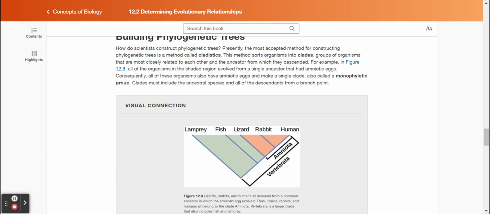For example, in Figure 12.9, all of the organisms in the shaded region evolved from a single ancestor that had amniotic eggs. Consequently, all of these organisms also have amniotic eggs and make a single clade, also called a monophyletic group. Clades must include the ancestral species and all of the descendants from a branch point.